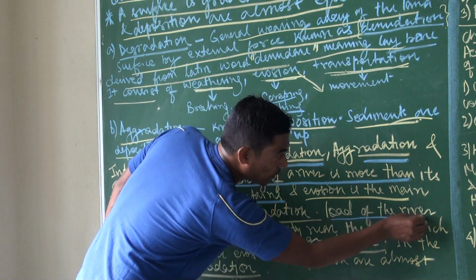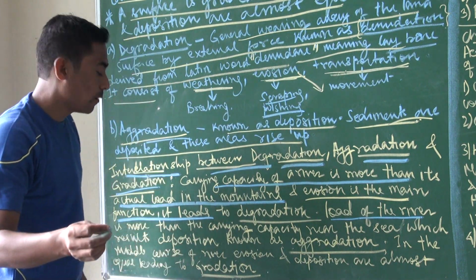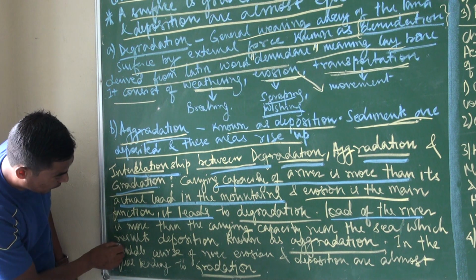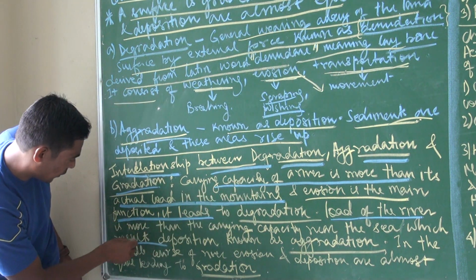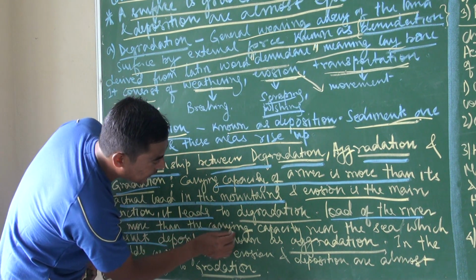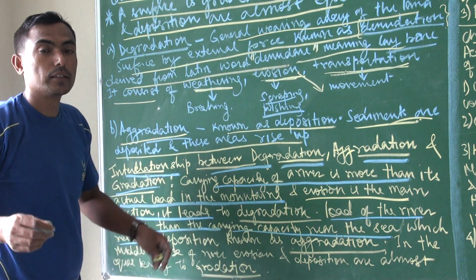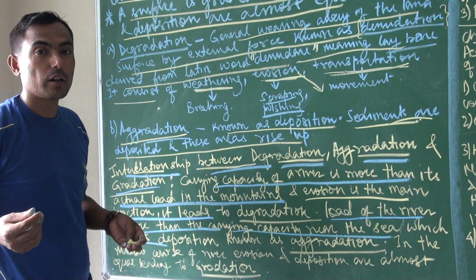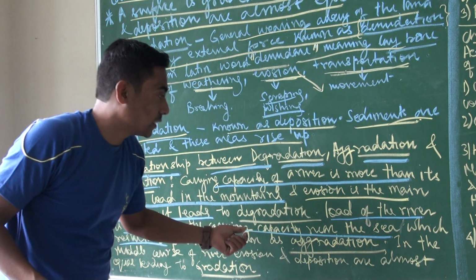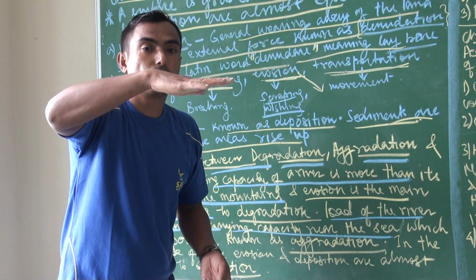And the load of the river, or the sediments which are being brought down by the river, result in deposition when the load of the river is more than the carrying capacity near the sea. It means that the load of the sediment brought down by the river is more than the carrying capacity near the sea.